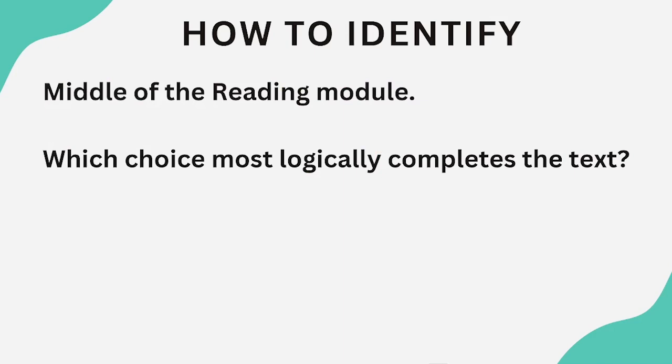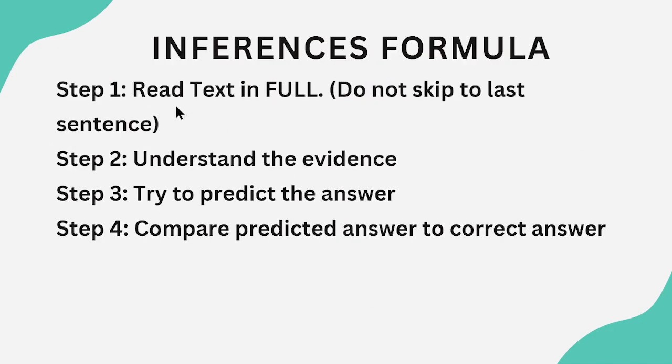So now we go to here. Here's the formula we're going to use every single time. Read text in full. We're not going to skip to the last sentence, which is the sentence before the blank that you're trying to fill in, which a ton of students try and do, so don't do that. Step 2, we're going to understand the evidence. Step 3, we're going to try and predict the answer. Step 4, we're going to compare predicted answers to the correct answer. So let's do it on a practice question. And remember, if you use this formula and you use it right, you will always get the question right.